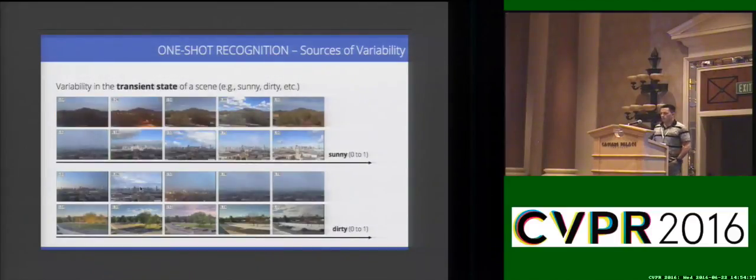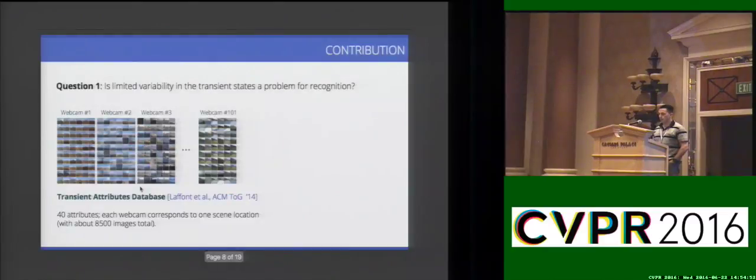The second type of variability that we identified and that we specifically look at in this work is variability in the transient states of scenes, meaning variability in the attributes sunny or dirty or foggy, for instance, and how we can leverage this for one-shot learning.